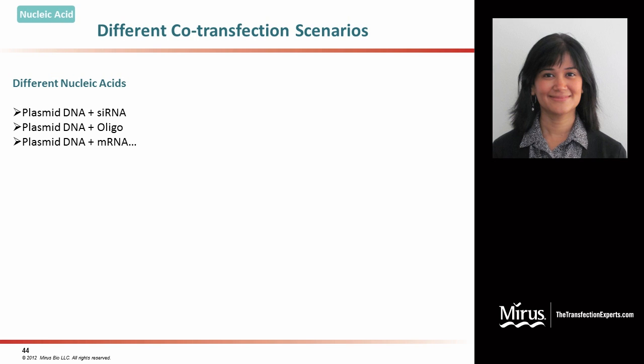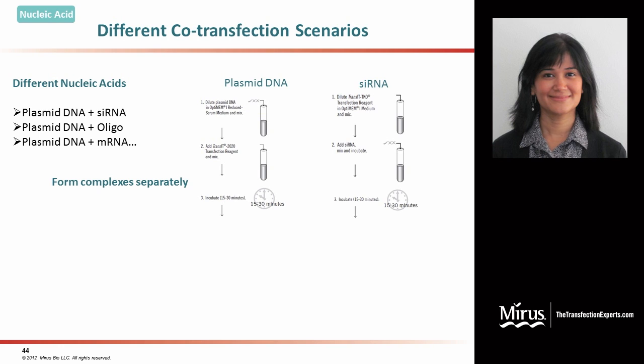Some examples are plasmid DNA and siRNA co-transfection, plasmid DNA and oligo, or plasmid DNA and mRNA co-transfection. Of these, plasmid DNA and siRNA co-transfections are actually done quite routinely. One of our reagents, the TransIT-TKO reagent, works very well for this application. However, there are some points to consider when you're transfecting different nucleic acids.